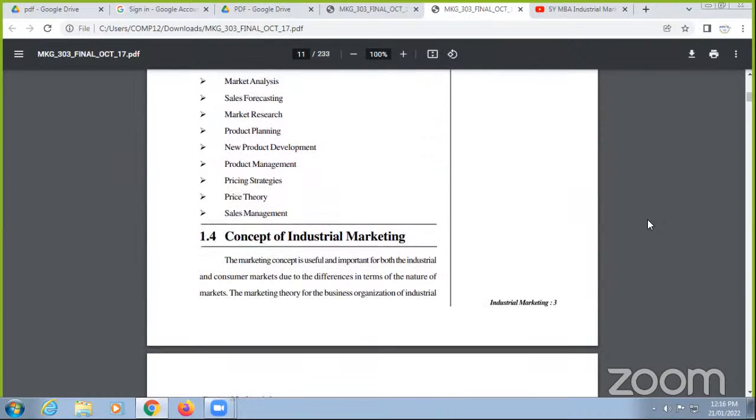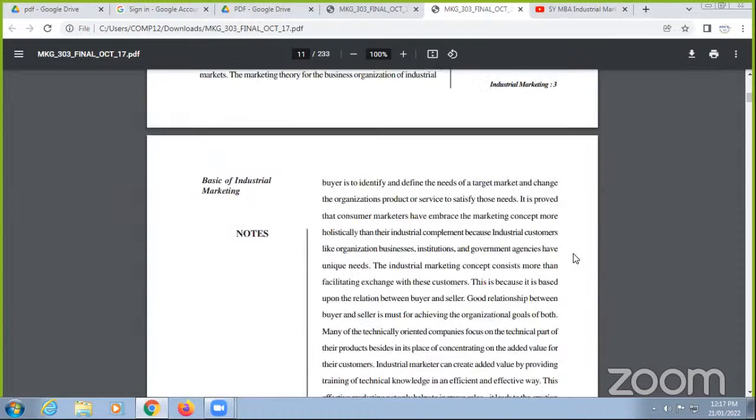First, market analysis. Second, sales forecasting. Third, market research. Fourth, product planning, new product development, product management, pricing strategy and price theory, and sales management. The concept of industrial marketing is useful and important for both the industrial and customer market due to their differences in terms of the nature of the marketing.